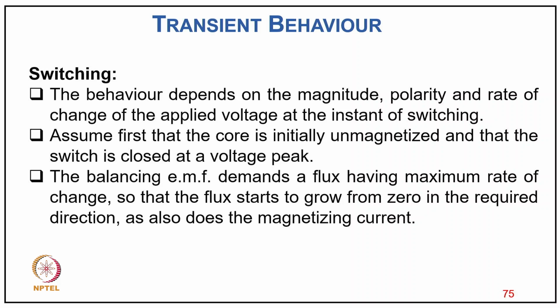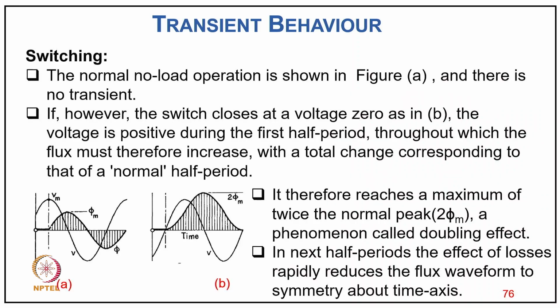The behavior depends on the magnitude, polarity and rate of change of the applied voltage at the instant of switching. Assume first that the core is initially unmagnetized and that it is switched close to a voltage peak, and the balancing induced EMF demands a flux having a maximum rate of change, so that the flux starts to grow from 0 in the required direction, and so does the magnetizing current.